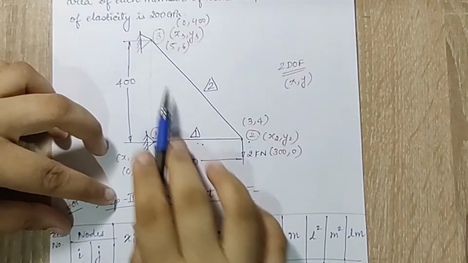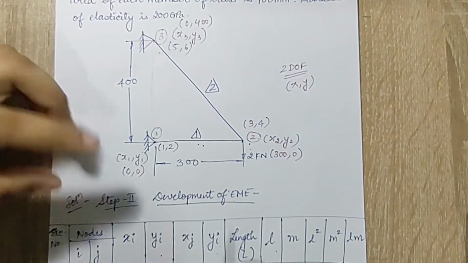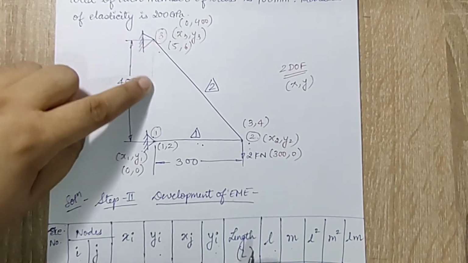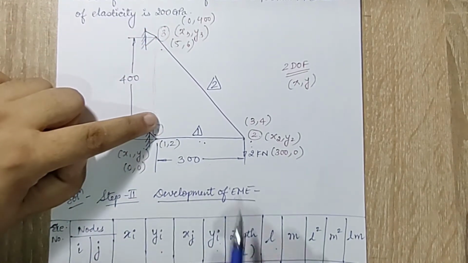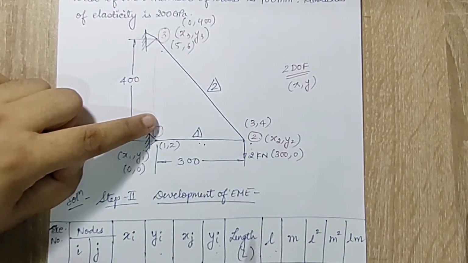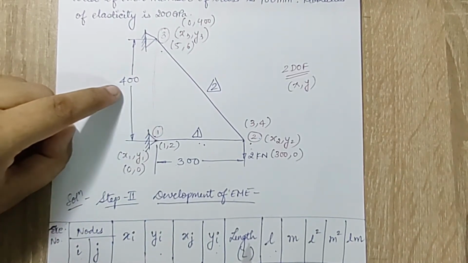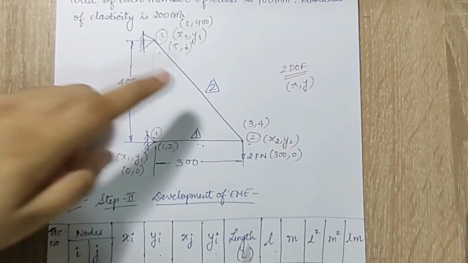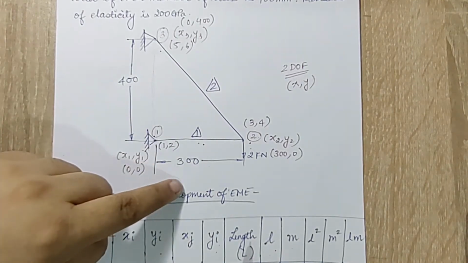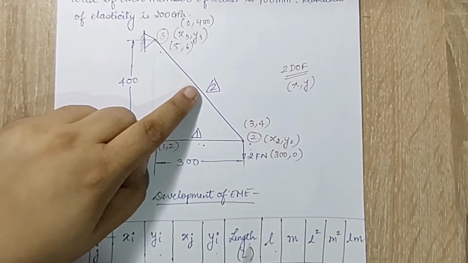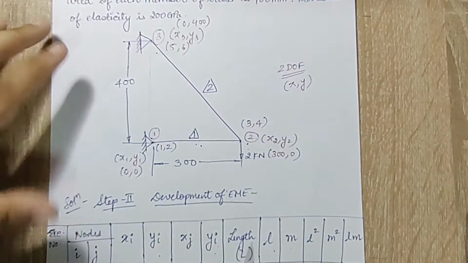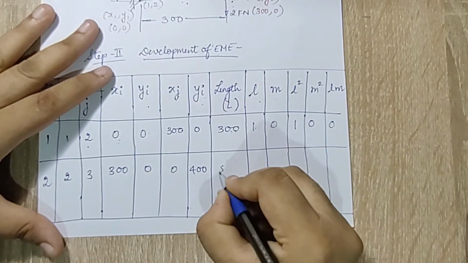The length of this element is not known to me. But if you look carefully, if this would have been a straight element over here, this entire thing would have become a right angled triangle. So I can use Pythagoras theorem for calculating this length L. So 400 square plus 300 square is equal to this length square. So the value of this length will be 500.